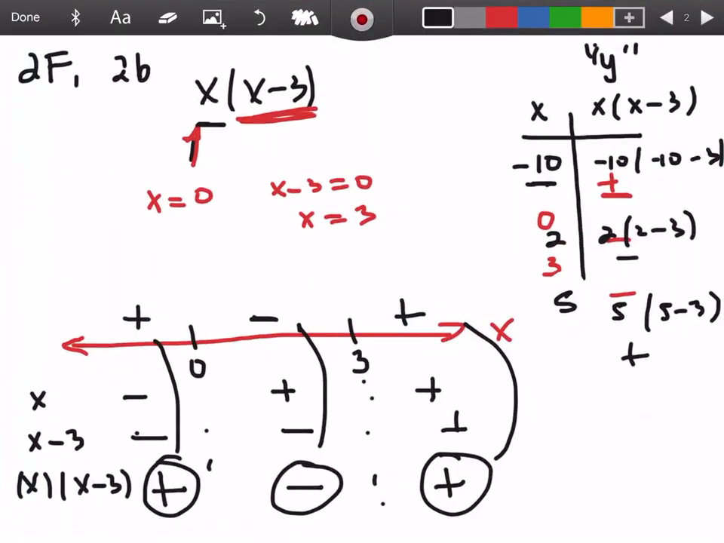Okay, let's try another one of these sign diagrams. So I'm going to try one now a little bit harder. Let's jump down. We're still on 2F in the book. And let's try problem number 4. Why don't we do 4A? Let's just start with the first one.